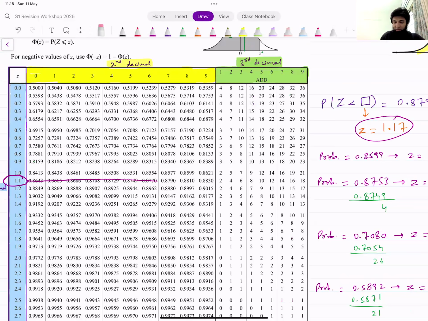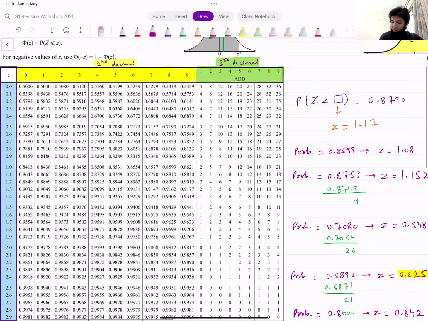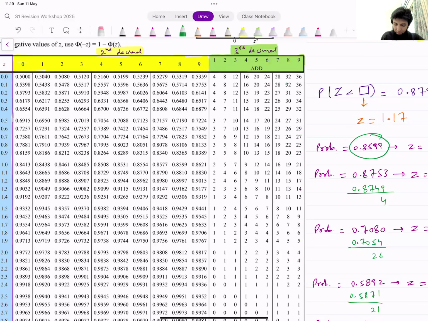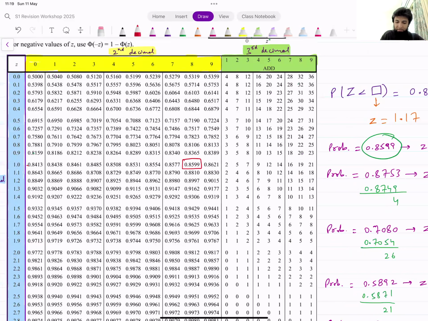Now, in this first example, we could find that exact value directly in the table. Now, what if we had 0.8599? Let's search for this. 8599. Okay, so this is 8599. Again, what's the z value corresponding to this? 1.0 and 8, 1.08. That's the z value that we get from this.